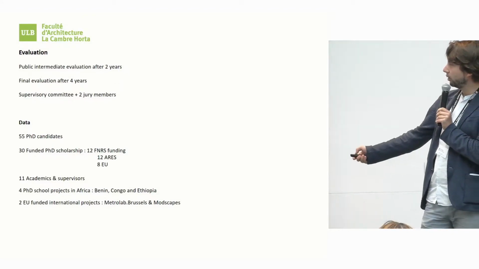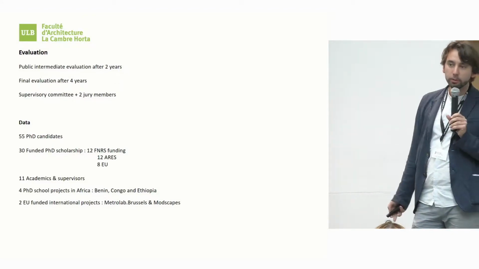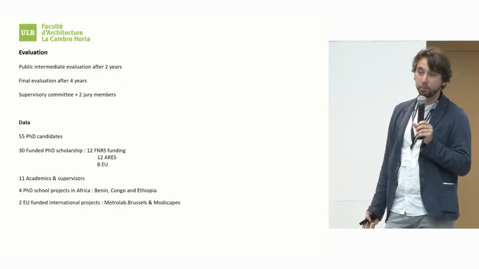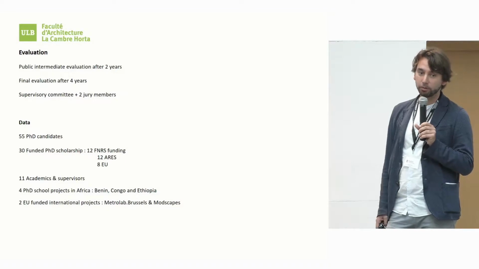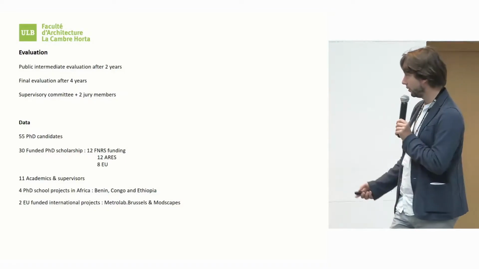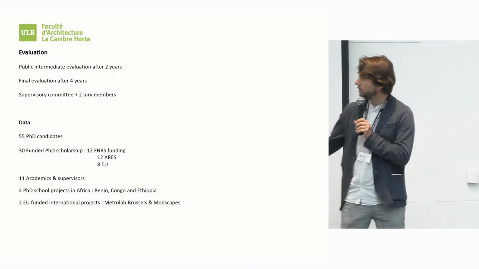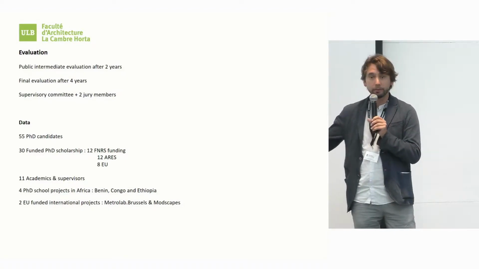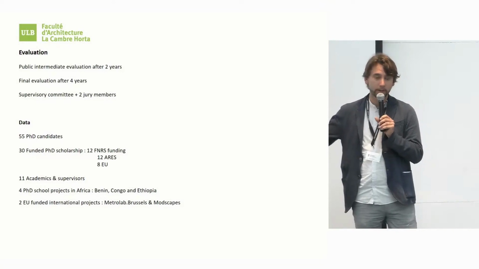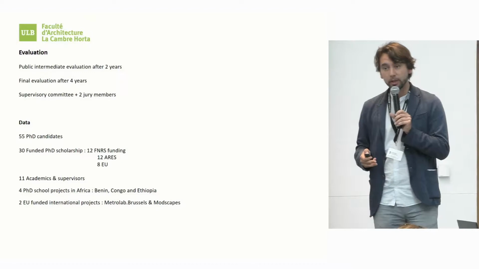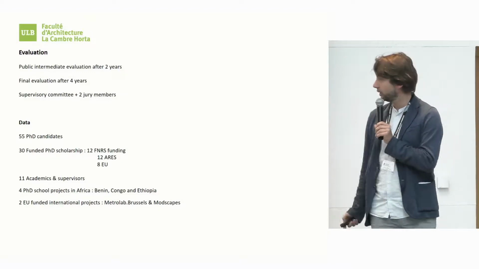If you see, we are around 11 academics, so it means each of us has around 5 PhD students, which I think is already a heavy load to follow. Victor presented one of these collective PhD schools that we have, which are different in the way that they are collective projects, usually involving 4 or 5. I will show an example later.